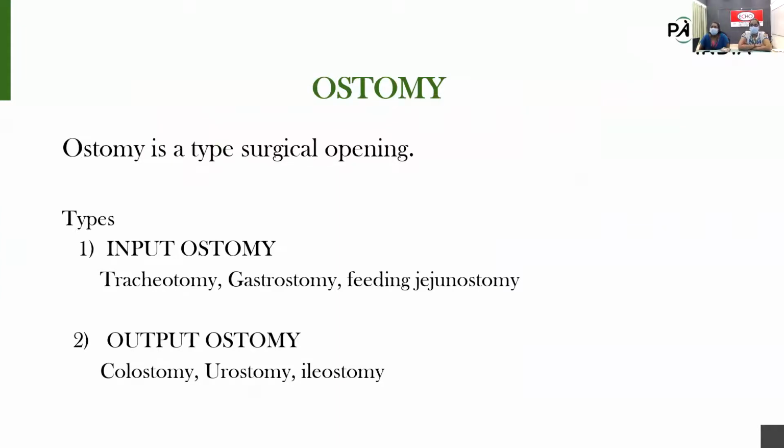An ostomy is a type of surgical opening, and the types of ostomies are usually input ostomy and output ostomy. The input ostomies, as the name says, are where we are putting something inside, that is tracheostomy, gastrostomy, and feeding jejunostomy. The output ostomies are colostomy, urostomy, and ileostomy. These are mainly used for taking the excretions out.